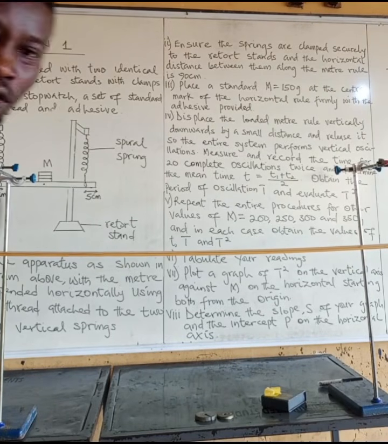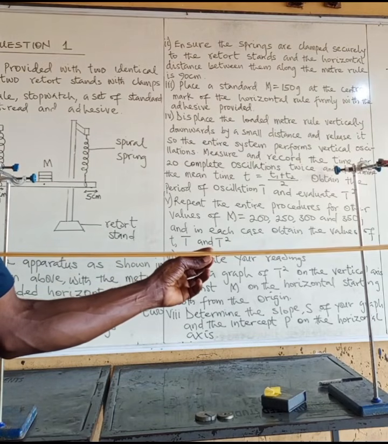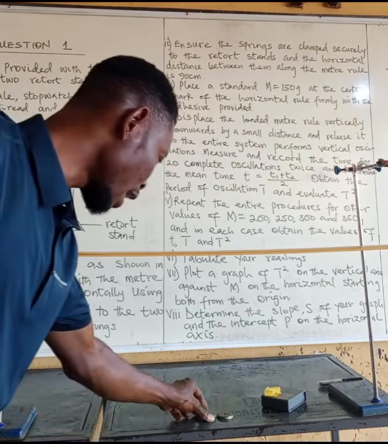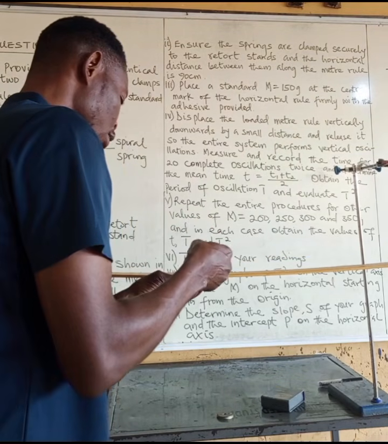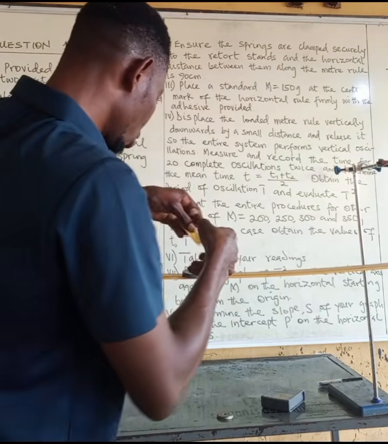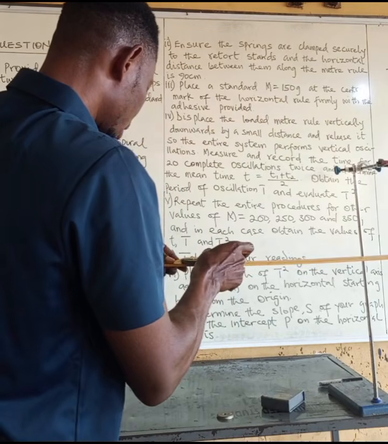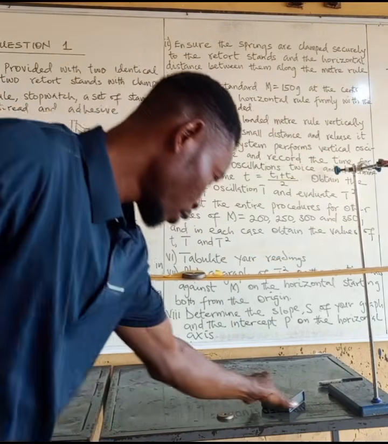So you can see what I've done here. This is the meter rule suspended horizontally from the two springs. And then I'm going to add a standard mass. I'll place it at the midpoint. Here I'm using a masking tape to hold this standard mass firmly to the meter rule.